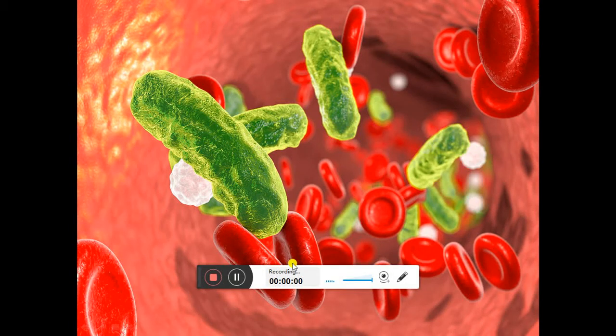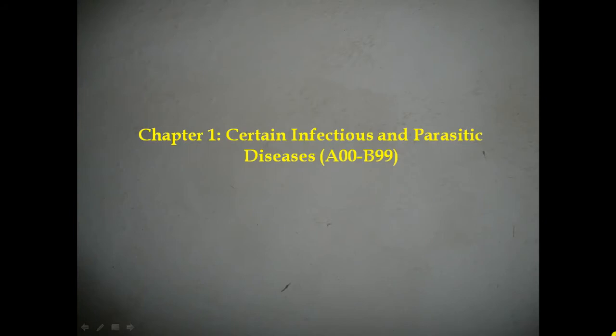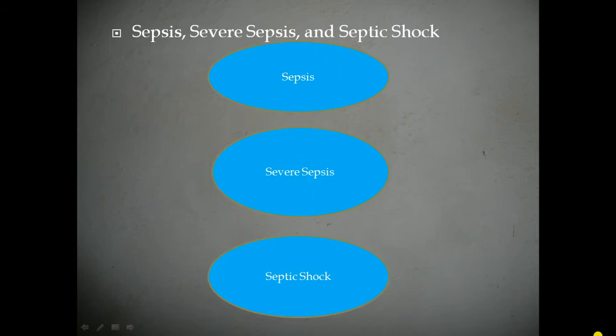Hi everyone, in this session I am going to explain the severe sepsis coding guidelines. In the previous session we saw the sepsis guidelines of Chapter 1, right? Now I am going to continue with the severe sepsis coding guidelines of Chapter 1, that is certain infectious and parasitic diseases.